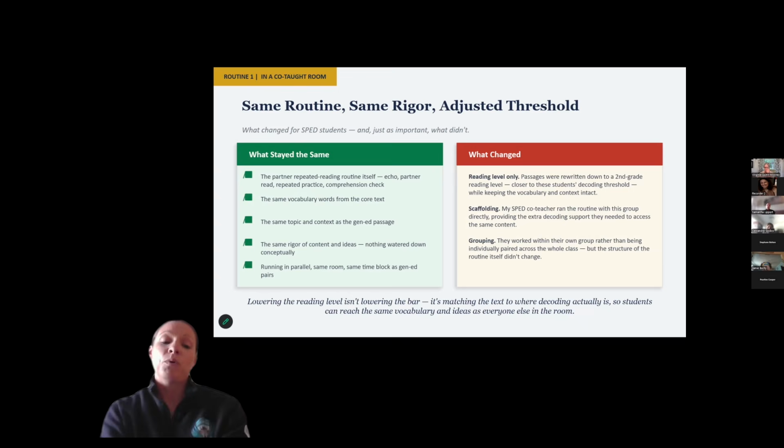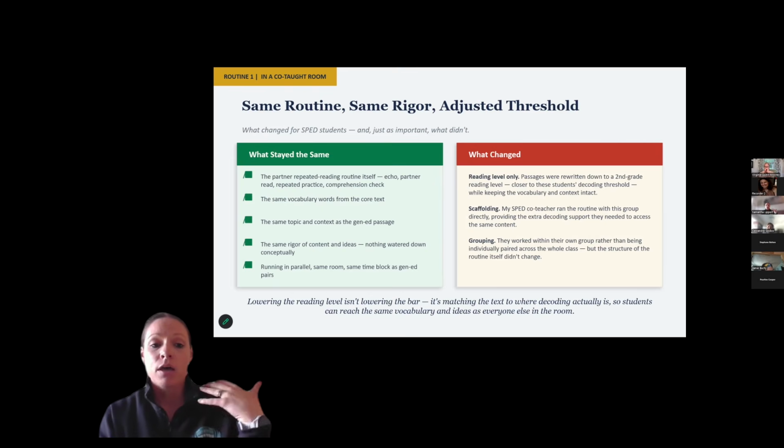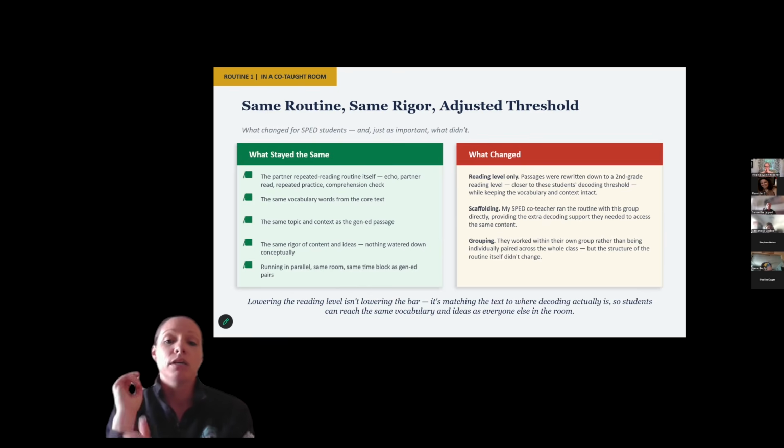So when it comes to that, again, we kept the same routine between the 2 groups. We kept the same rigor for the 2 groups. The only thing we did is we adjusted the access that the special ed group had. So everything in the content, the vocabulary, the way that we ran our groups with each other, they were all the same. The only difference is that we dropped that reading level down to the 2nd grade, and my sped teacher was there to give them more specific feedback and scaffolding as they were introduced to the passages.